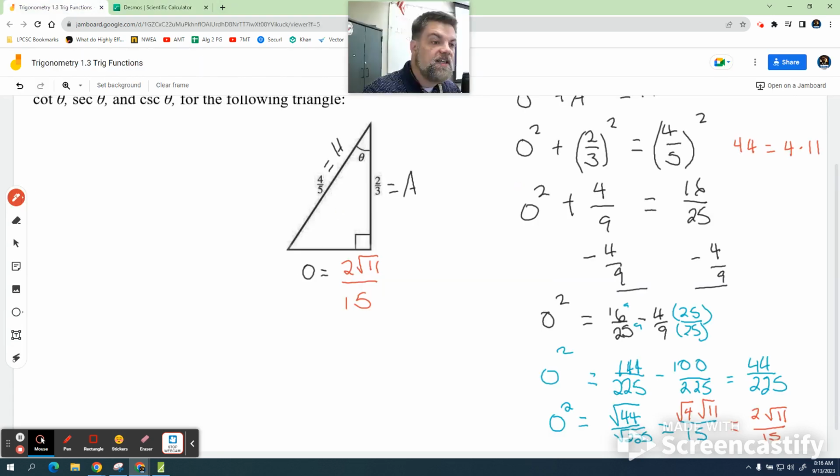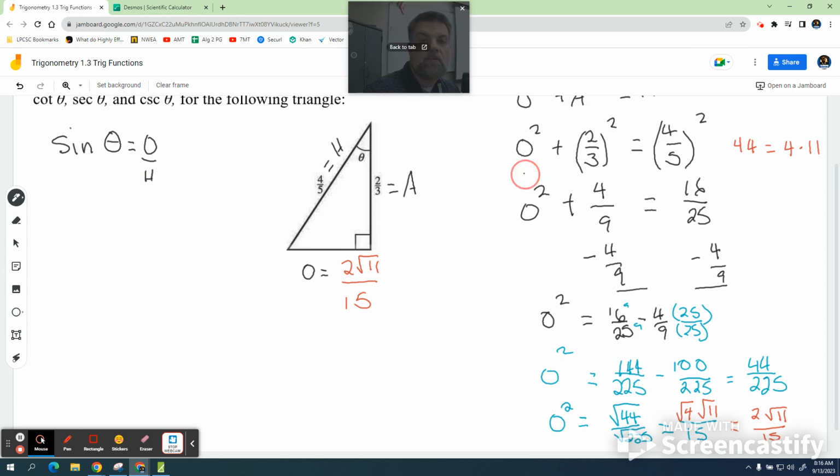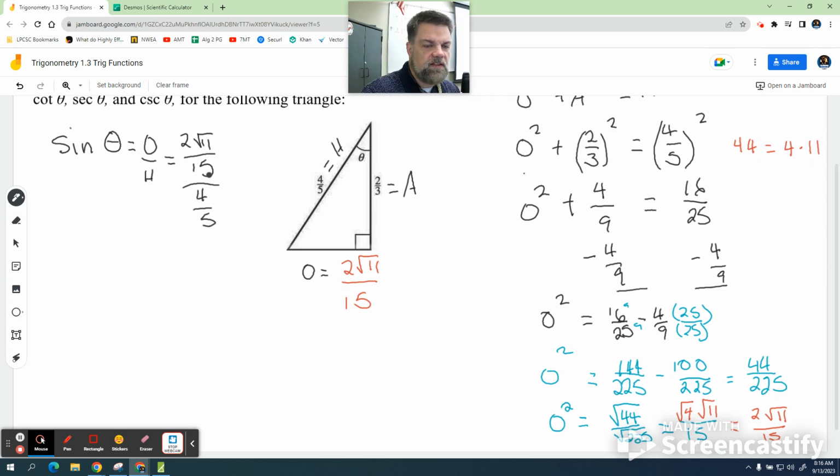So now I'm just going to say sine, cosine, and all that other stuff. So now I'm going to say sine of theta is equal to the opposite over the hypotenuse. Okay. And so my opposite, this is a little tricky, is going to be 2 root 11 over 15, all over the hypotenuse, which is 4 over 5.